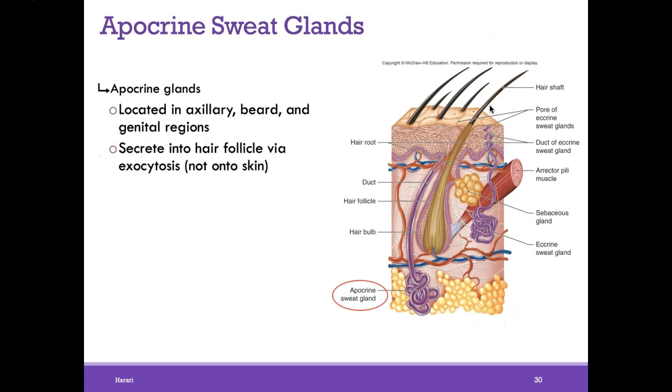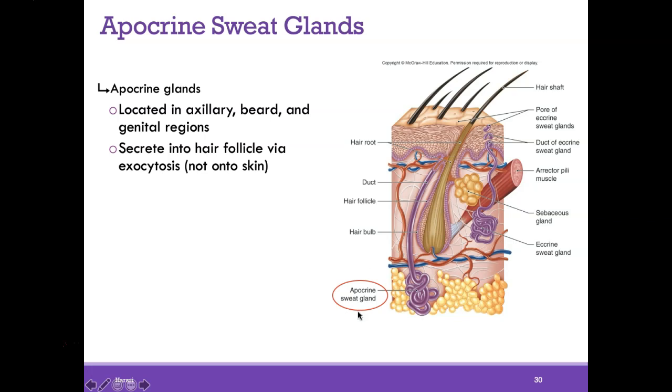And then we could talk about Apocrine sweat glands. These are scent glands that respond especially to stress and sexual stimulation. These are not active until puberty, and they're located in axillary, beard, and genital regions. Apocrine glands secrete their sweat into the hair follicle via exocytosis. So this is different. Before we said these Eccrine or Merocrine glands secreted the sweat directly onto the skin surface. This type of Apocrine sweat gland is releasing the sweat into the follicle by exocytosis.